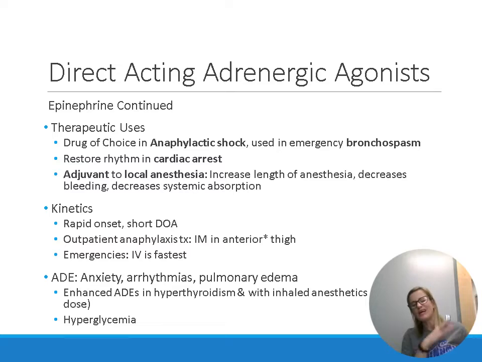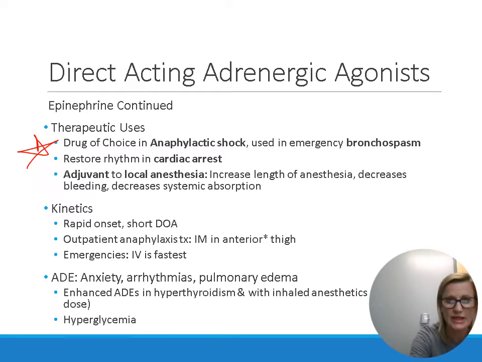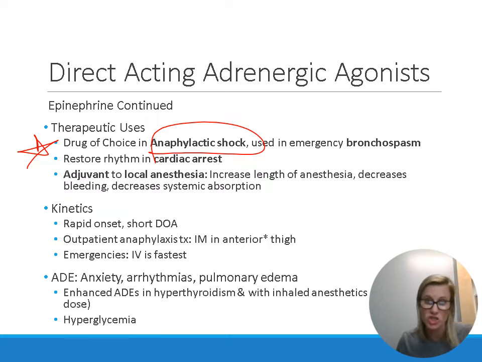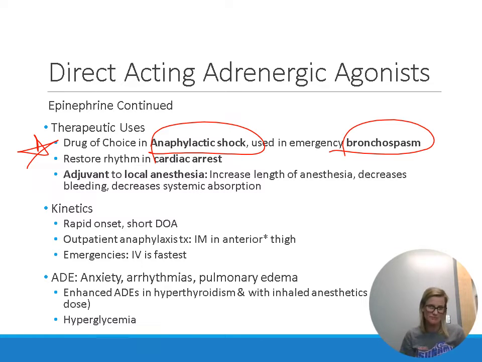So I just kind of led into some of these therapeutic uses. For the therapeutic uses of epinephrine, epinephrine is the drug of choice in anaphylactic shock, and then we use it for emergency bronchospasm. Again, EpiPen and EpiPen Junior for kids. Regularly, anybody who has anaphylactic allergic reactions should carry an EpiPen with them.